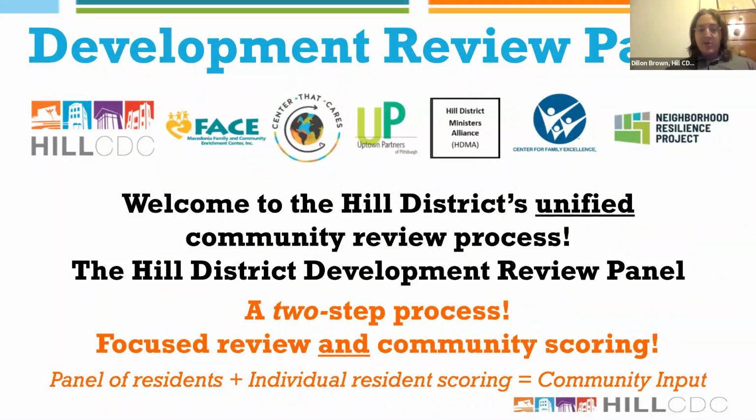And the DRP is a two-step process. I'll talk a little bit more about the details of that, but basically we have a panel of residents, and then once a development project receives a satisfactory score, it goes to the community of residents. We take those two scores, the one from the panel and the one from the community at large, and we combine those into a full cumulative score, which is our representation of community input into a given project. Next slide, please.